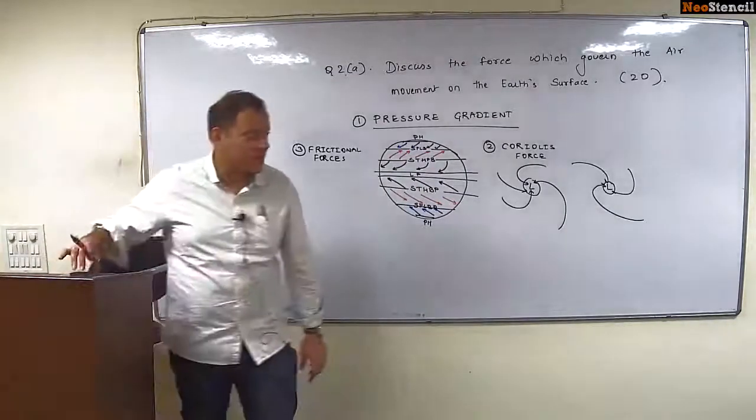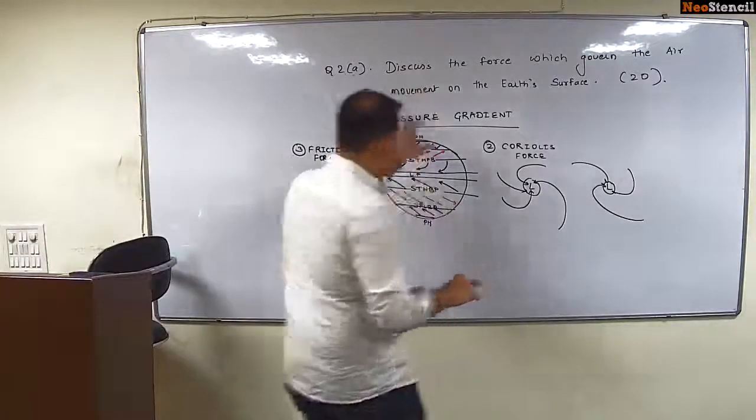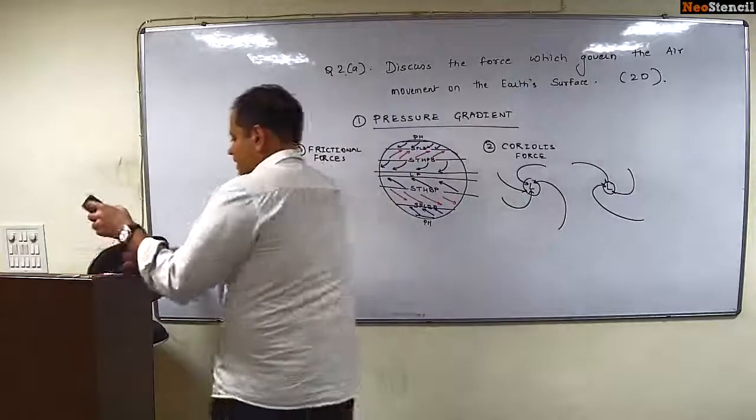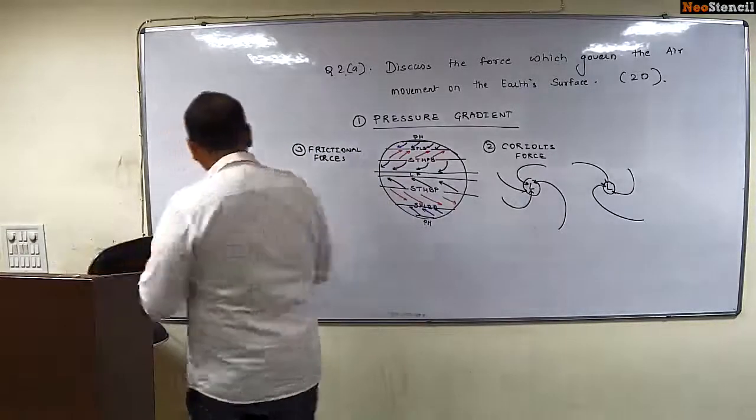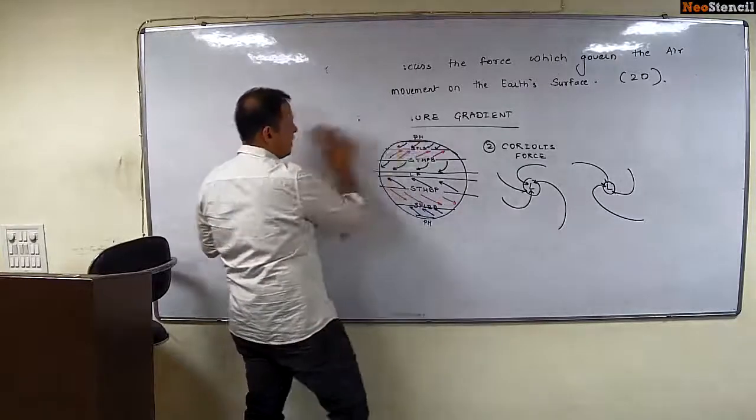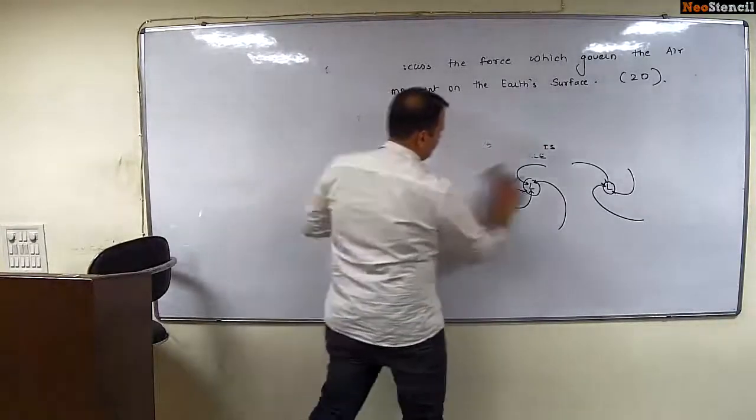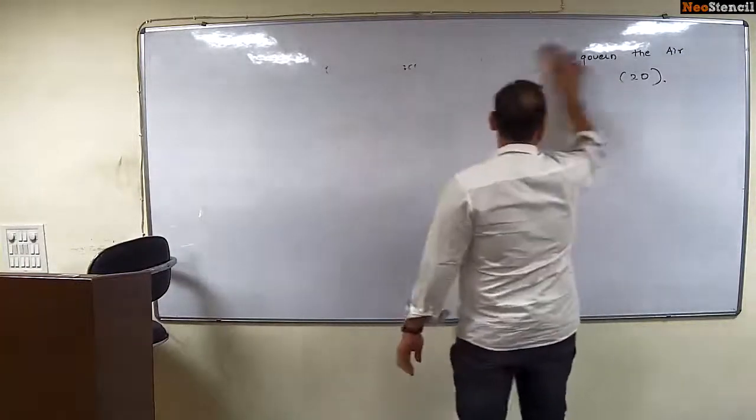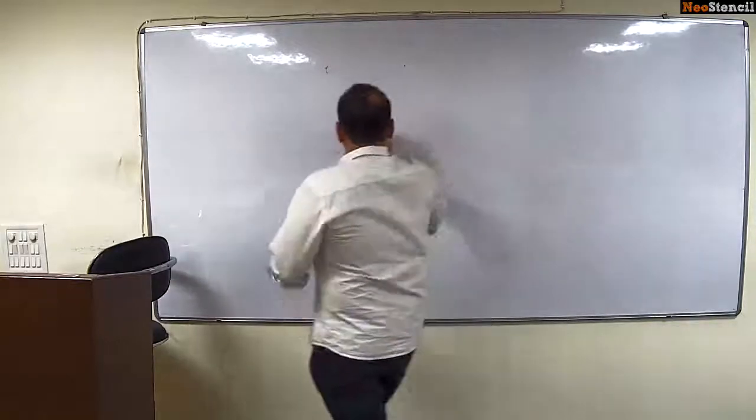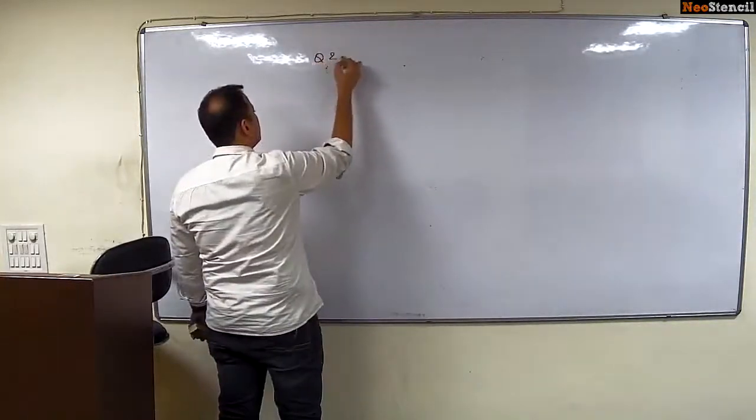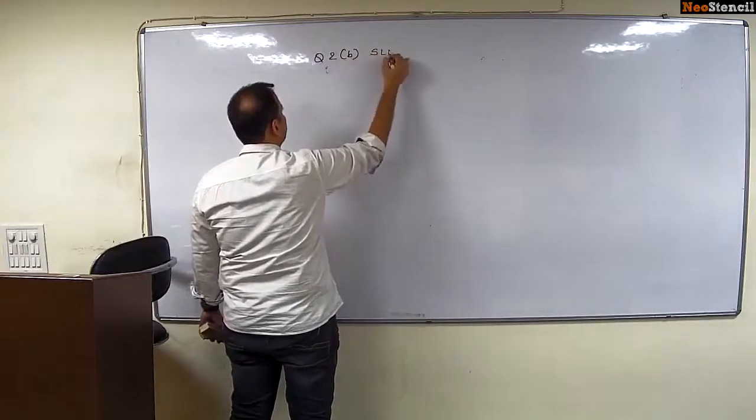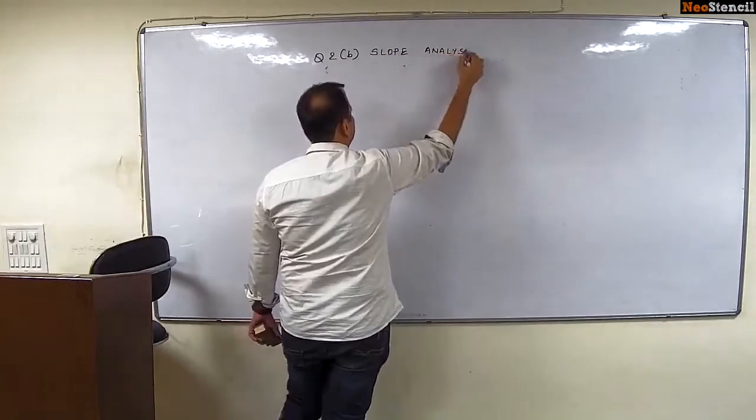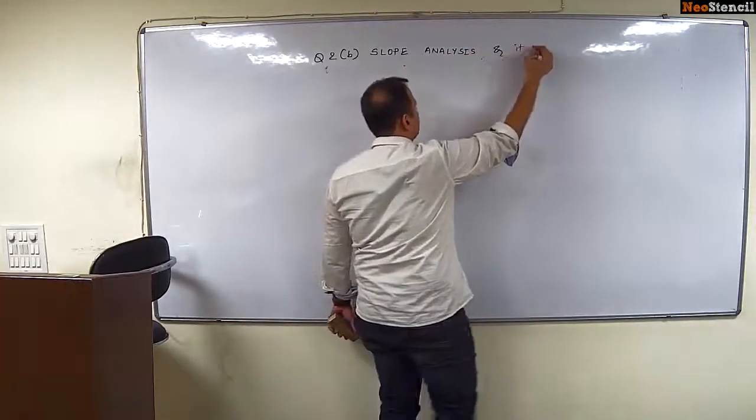That is why do not worry much about question number 4. The next question is the slope analysis. This is the question. Any doubts in this part? So the next question is question number 2b. That is, the slope analysis has a very limited application in slope management. Question number 2b, slope. It is asking you about the slope analysis and its limited application in slope management.